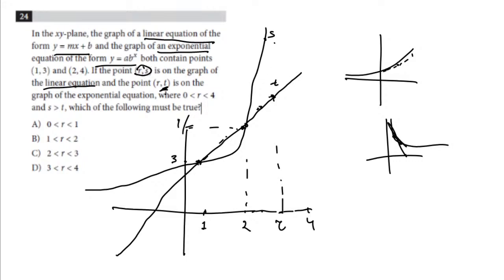S is on the line. Excuse me, this is S and this is T. So these are S somewhere and there's T. It tells me that S is more than T. Look here, this is S and this is T. If we continue, here T is bigger than S.